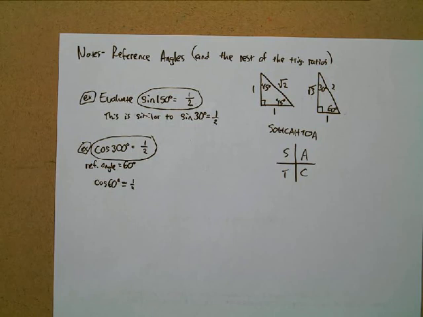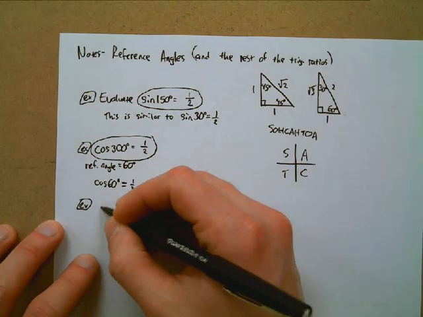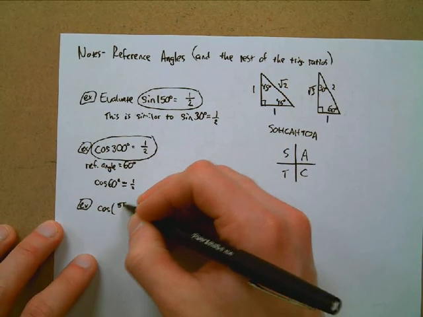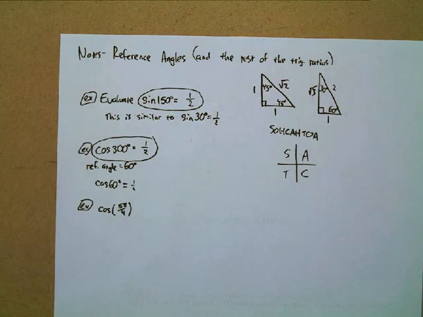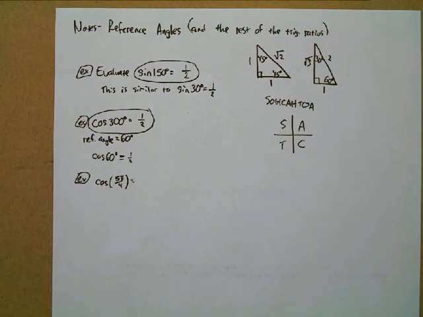Okay. Let's try some other ones here. Let's see here what I want to do. How about cosine of 5 pi over 4? Cosine of 5 pi over 4. What's the reference angle going to be for cosine of 5 pi over 4?